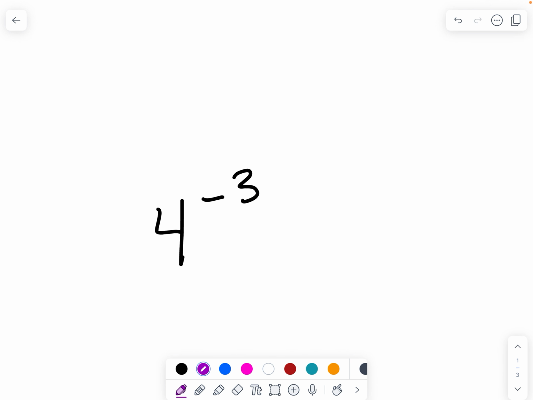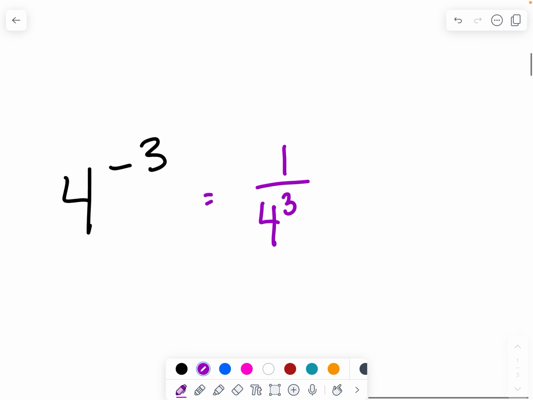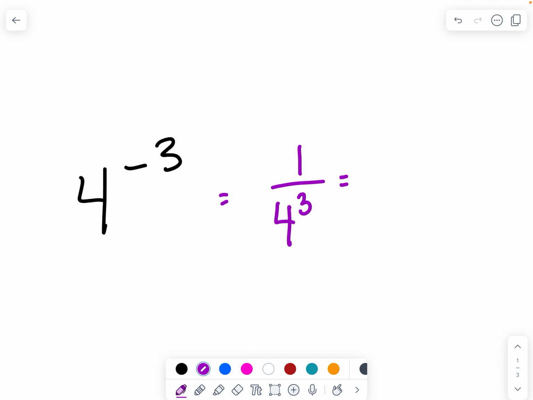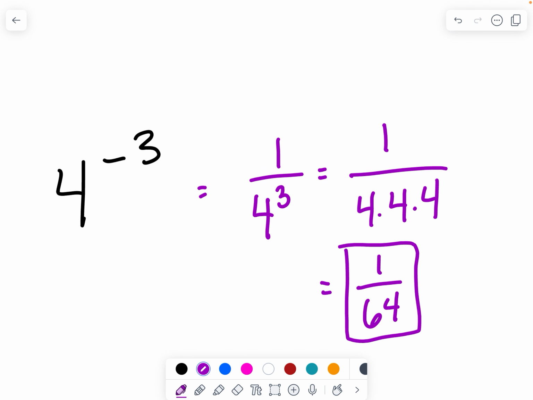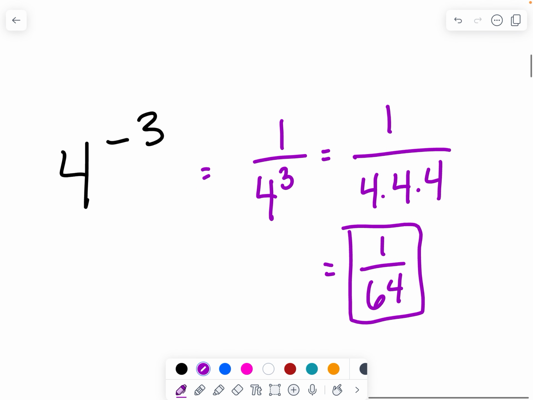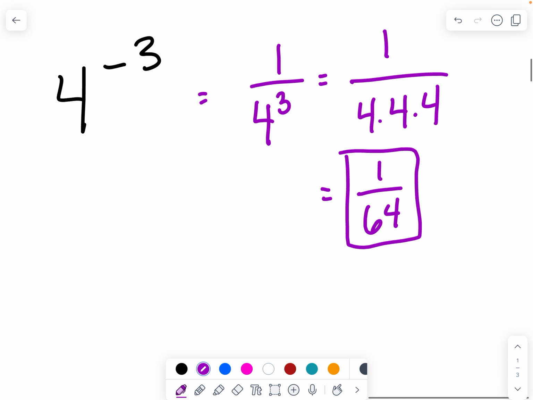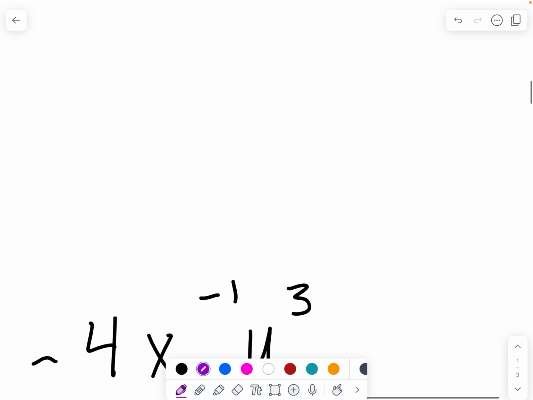Okay. All right, and this one, 1 over 4 to the third. And any of those with numbers, you can solve more. 4 times 4 times 4, which is 1 over 64. All right. Oh, I got more.